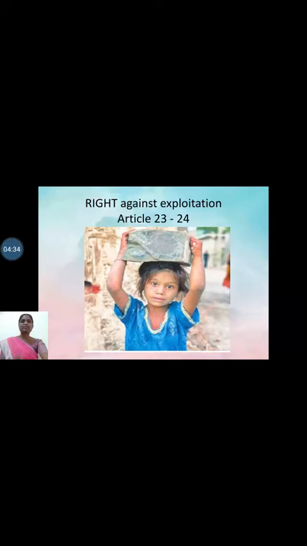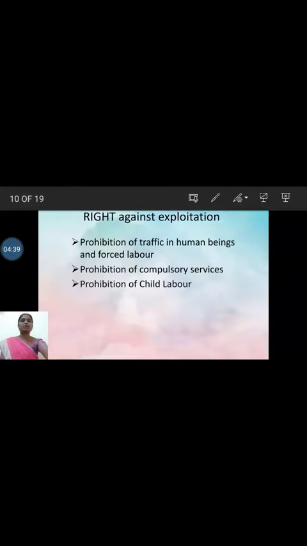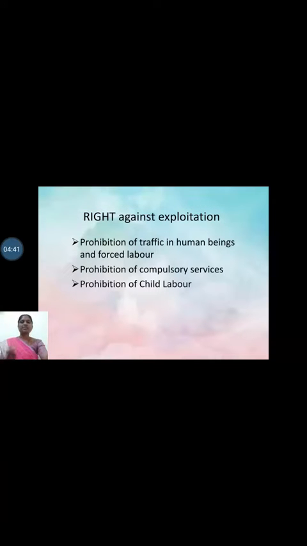That is described in Articles 23 to 24. You can easily find out what they are going to tell from the picture. Okay, see, right against exploitation: prohibition of traffic in human beings and forced labor. This article prohibits traffic in human beings and forced labor. Okay, the next one, prohibition of compulsory services. Under this article, the state cannot force people to do compulsory service for public purpose. Okay, no one should be forced to do public service.